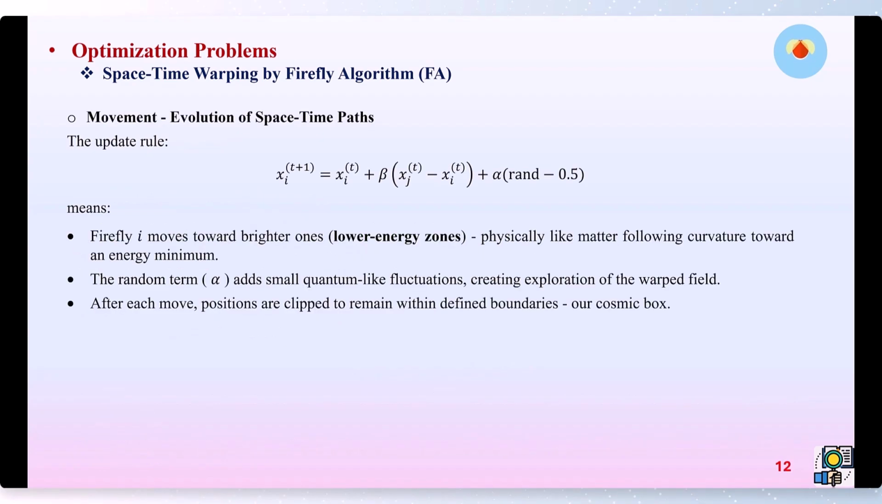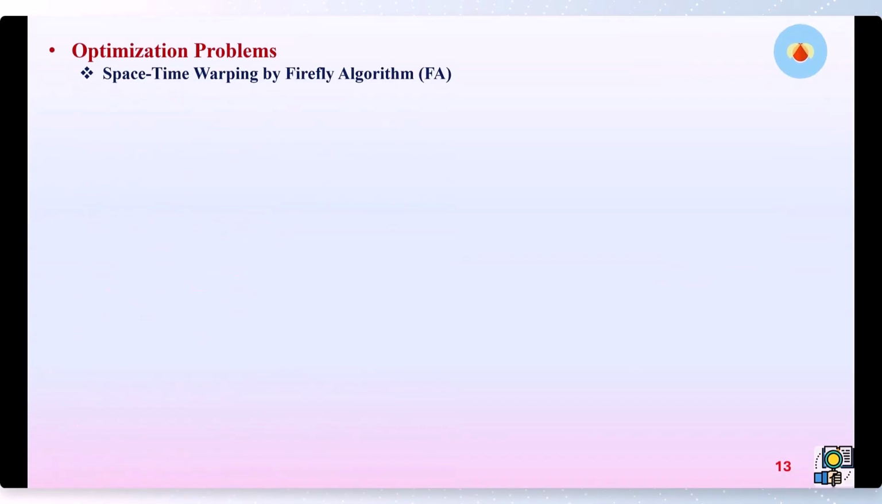Also, movement in the Firefly algorithm is the evolution of a spacetime path in the spacetime warping, which is shown by the following equation. This equation means firefly i moves toward brighter ones, lower energy zones, physically like matter following curvature toward an energy minimum. The random term alpha adds a small quantum-like fluctuation, creating exploration of the warp field. After each move, positions are clipped to remain within defined boundaries, which is our cosmic box.